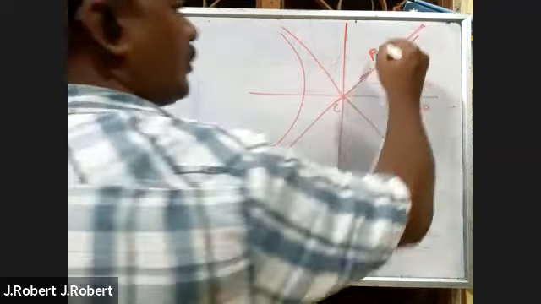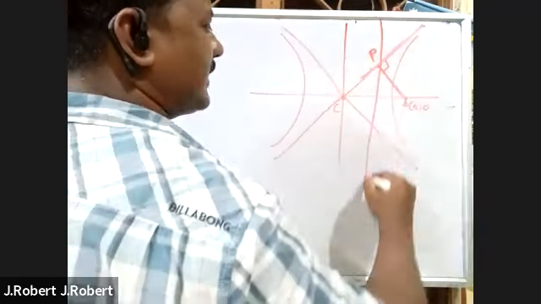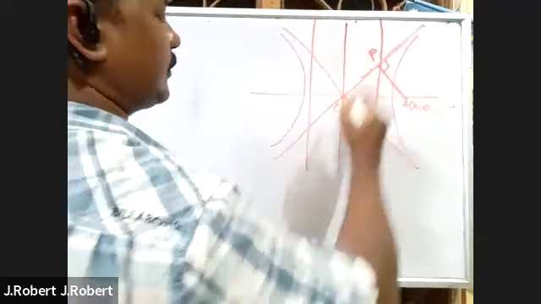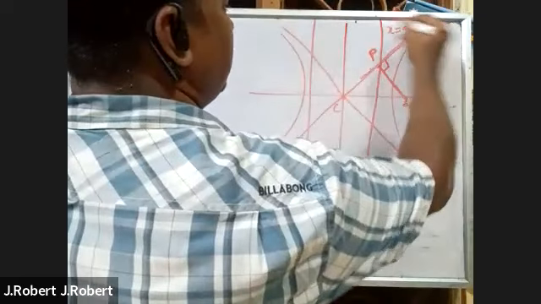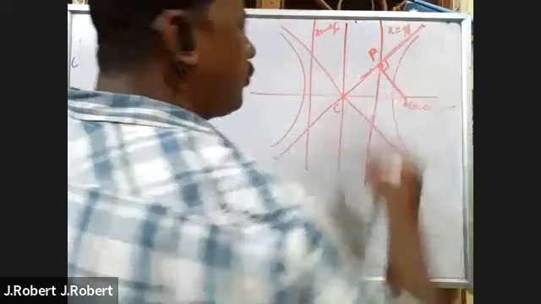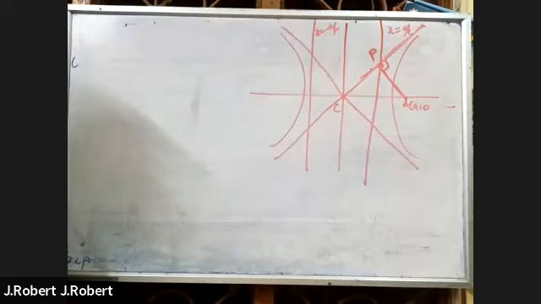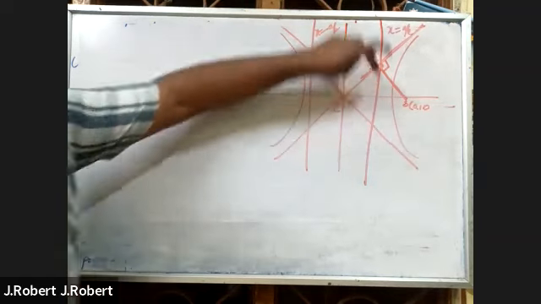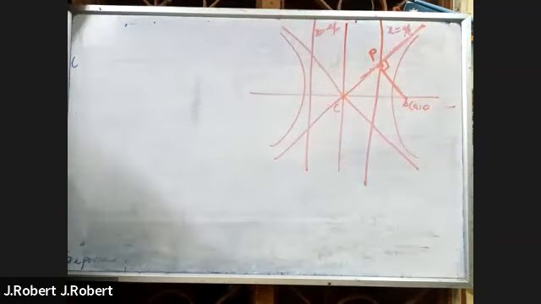Through which line will that point P come? Through the directrix. In the same way, there will be another directrix at this place. It is x equals a by e, and x equals minus a by e. So the foot of the perpendicular lies on the directrix of the hyperbola. Write the result: if the foot of the perpendicular from a focus on an asymptote, this is the foot of the perpendicular from the focus at point P. This P point always lies on the corresponding directrix.